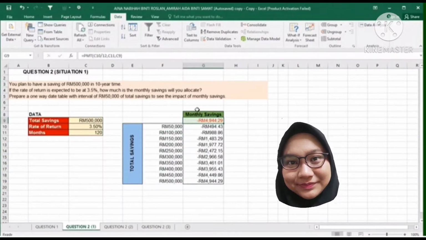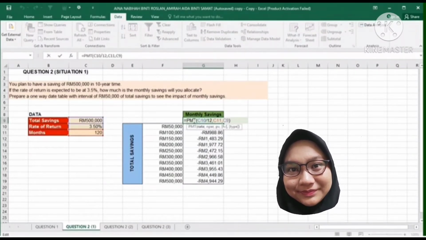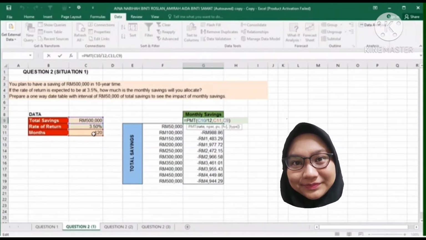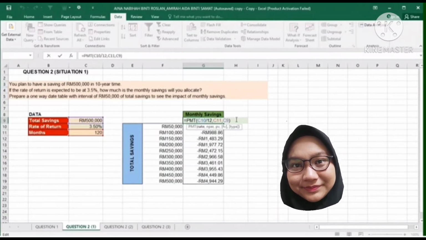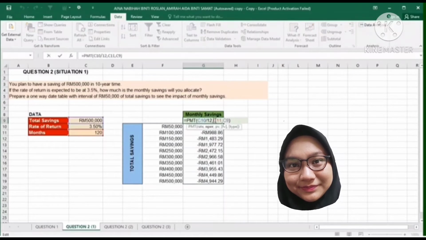Then we will calculate the monthly saving amount. How we calculate is equal PMT in bracket the rate here over 12, comma the month here, comma the amount of total saving here. Close the bracket, we enter, we get the amount here.